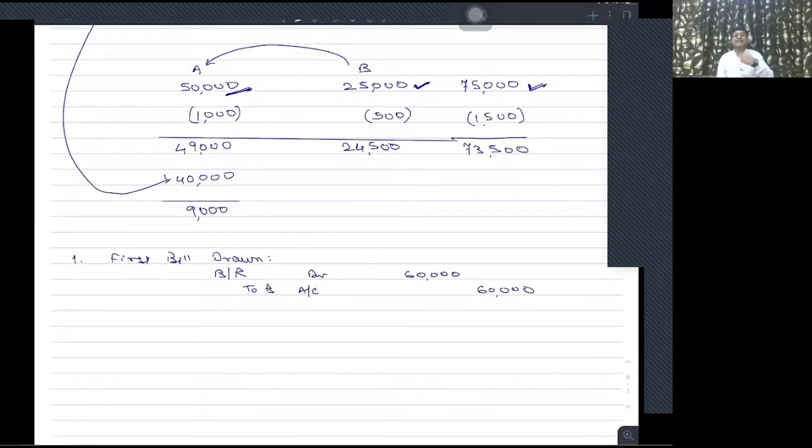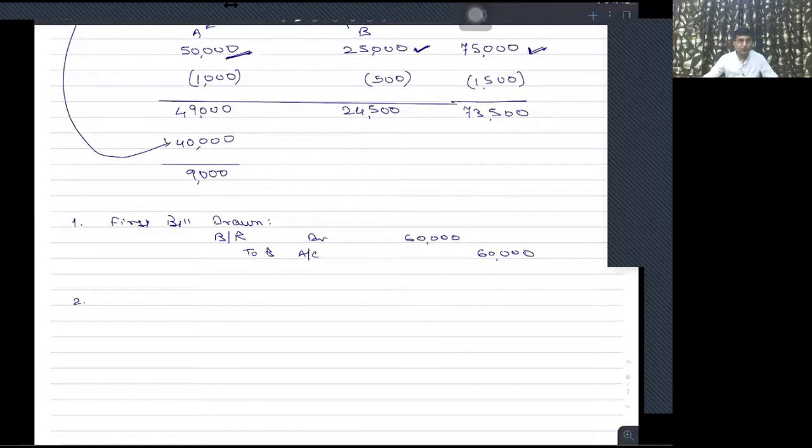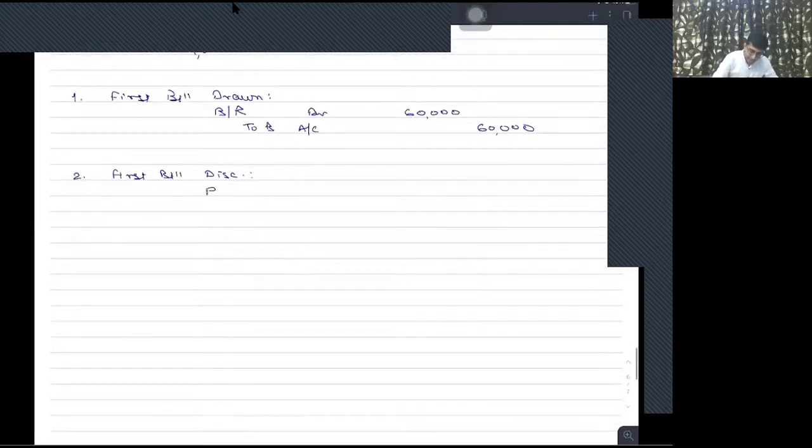Correct or not? Remittance means sending the money. That is called as remittance. Yes or no? Remittance, bill discounted. First bill discounted. What will be the entry? Bank account debit 58,800. Discount account debit 1,200. To bills receivable account 60,000. Am I right?